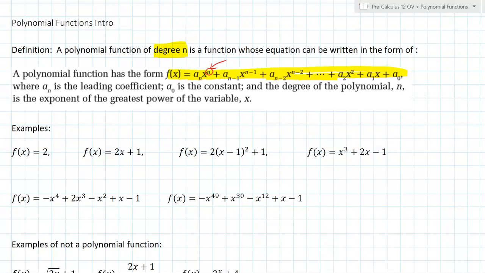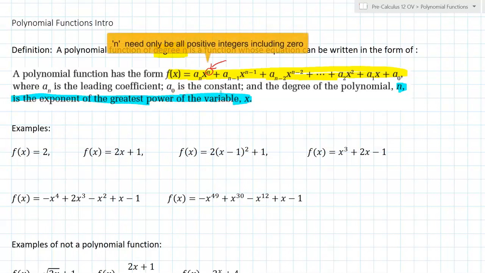Now, here are some examples of polynomial functions. First of all, the degree is the exponent of the greatest power of the variable. So remember that n, which is the degree of the polynomial, is the greatest power of the variable x. It could be zero. For example, look at the constant function. This one right here, that's a constant function. So we could have f of x equals 2. That's just basically a flat line, a horizontal line, and the y-intercept is 2.